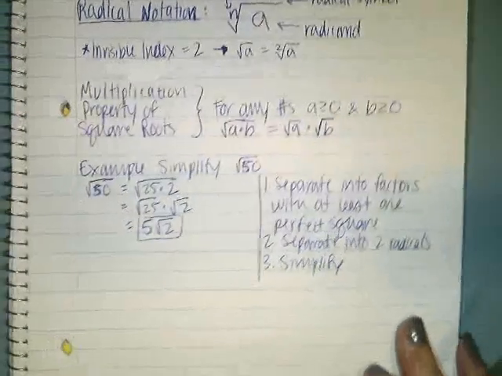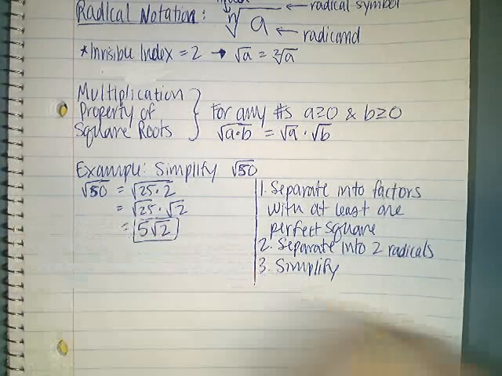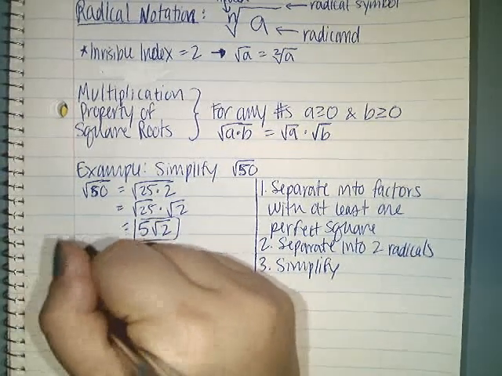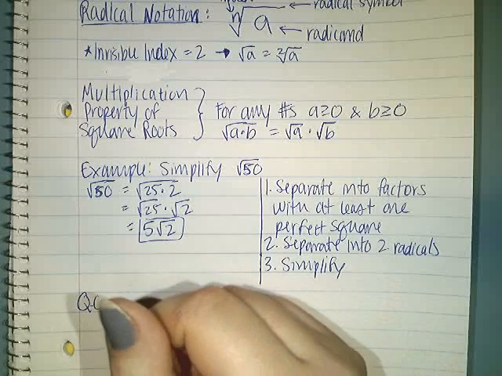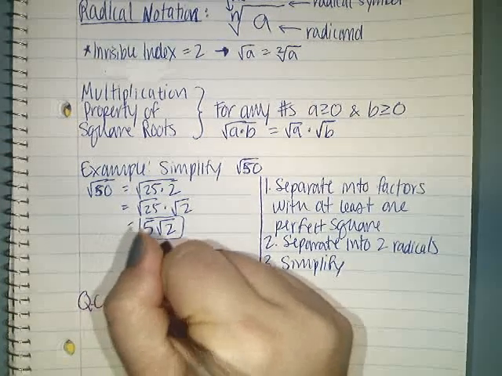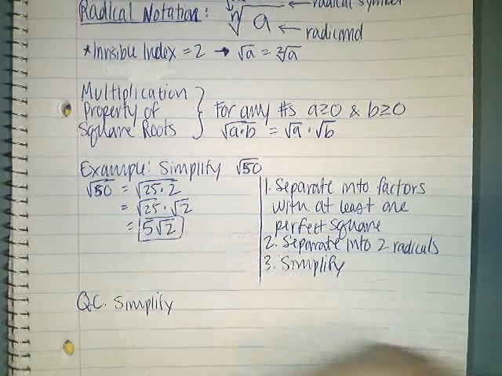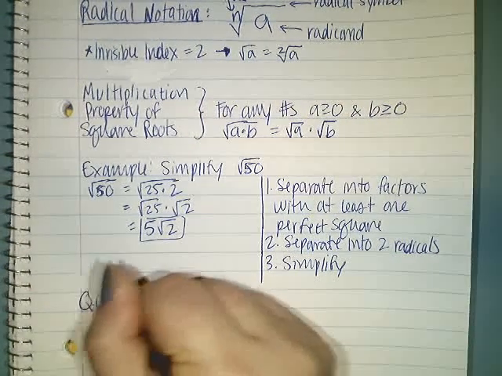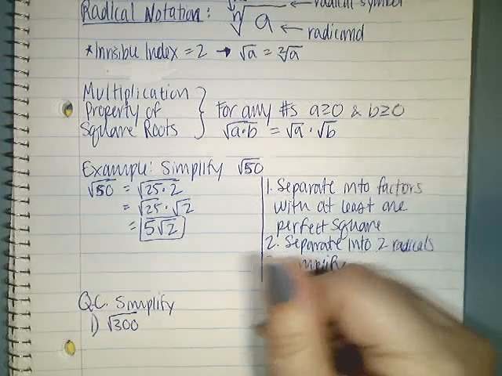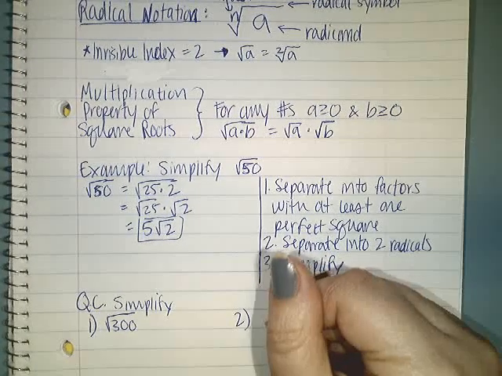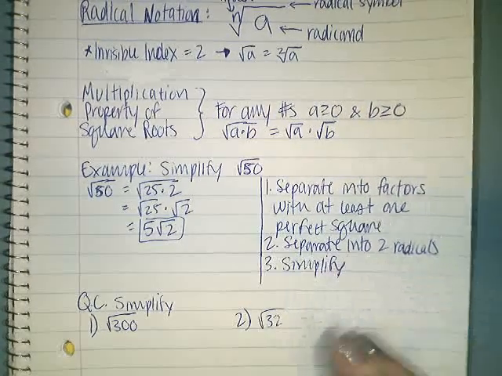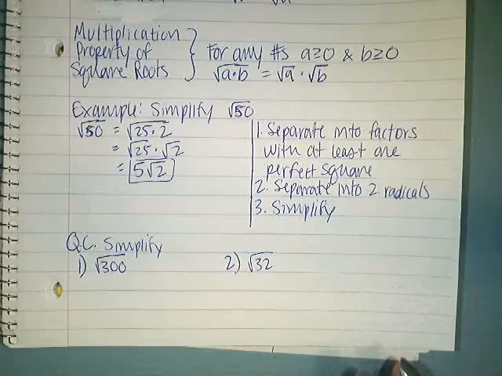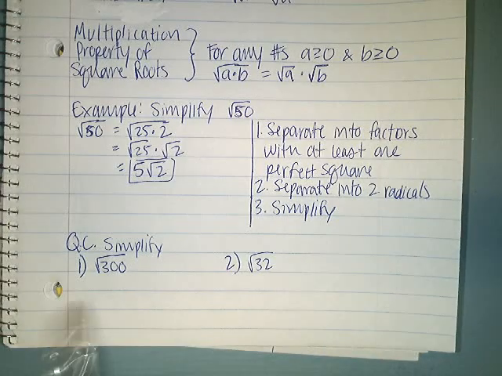So I'm going to have us do a quick check here, and I'm going to also show us an alternative method in just a second. The quick checks I want us to do, our direction is to simplify. So number 1, I want us to simplify the square root of 300. And number 2, I want us to simplify the square root of 32. I'll show you an alternative method in both of these. So pause it, try it on your own. I'm going to go right now.